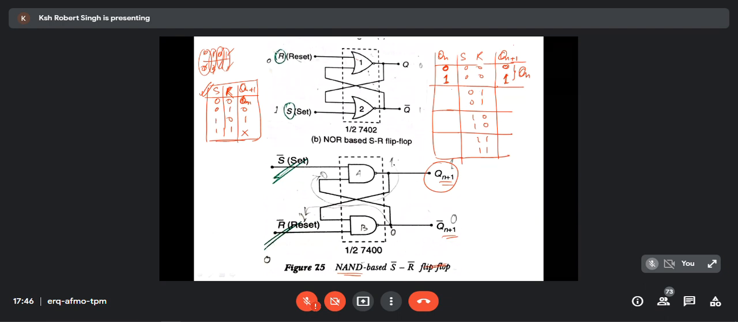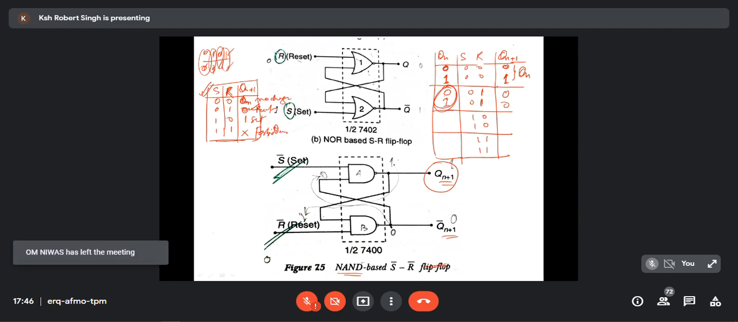When R is 1, I don't bother whether the previous state is 0 or 1, because if R is 1, it means reset, so the output is 0. This says if R is 1, reset. Reset means the output is 0. This is set, this is reset, this is forbidden, and this is no change.